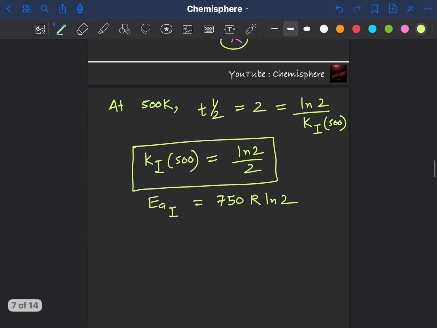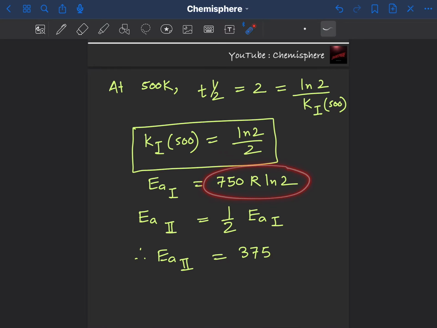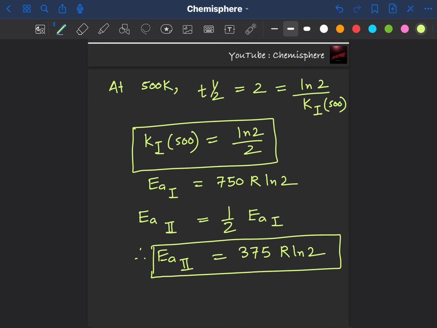Now in the question they have given us that the activation energy of the second reaction is equal to half of the activation energy of the first reaction. So therefore, the activation energy of the second reaction will be equal to 375, that is half of this value, so it will be 375 R ln2. So again, this is one important piece of information.